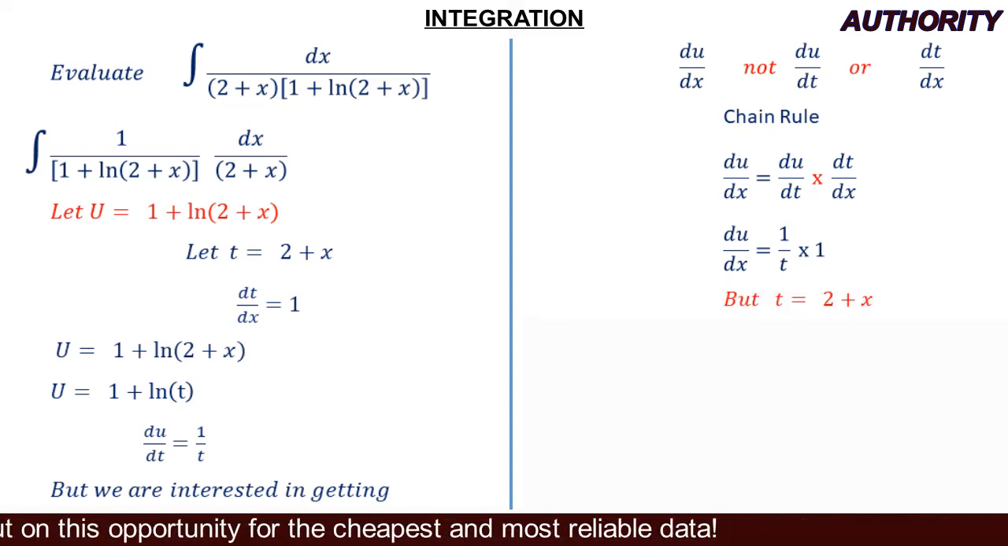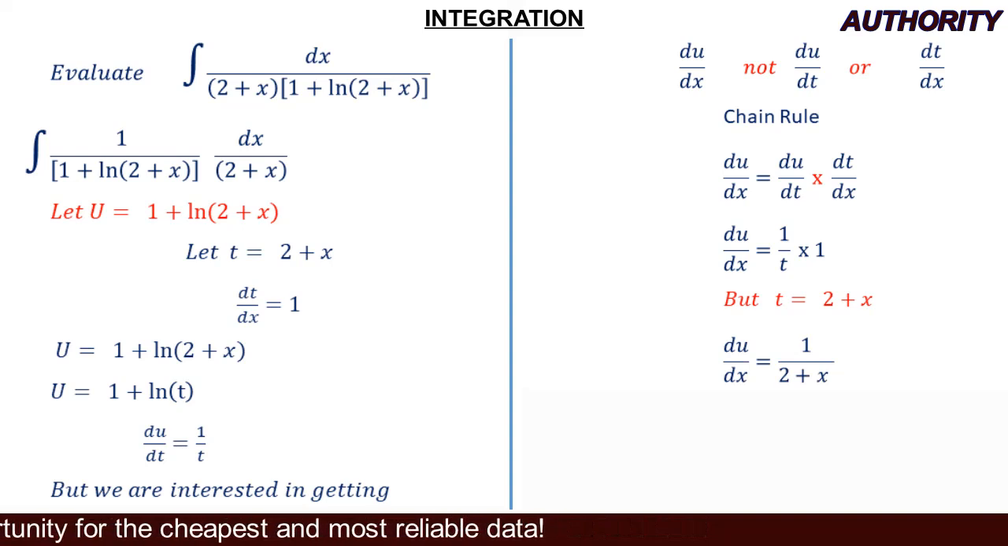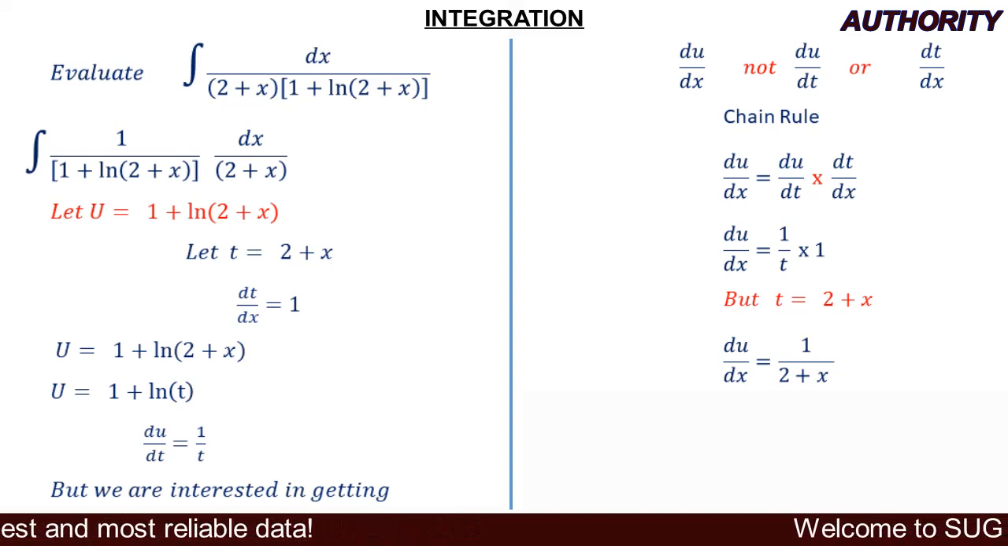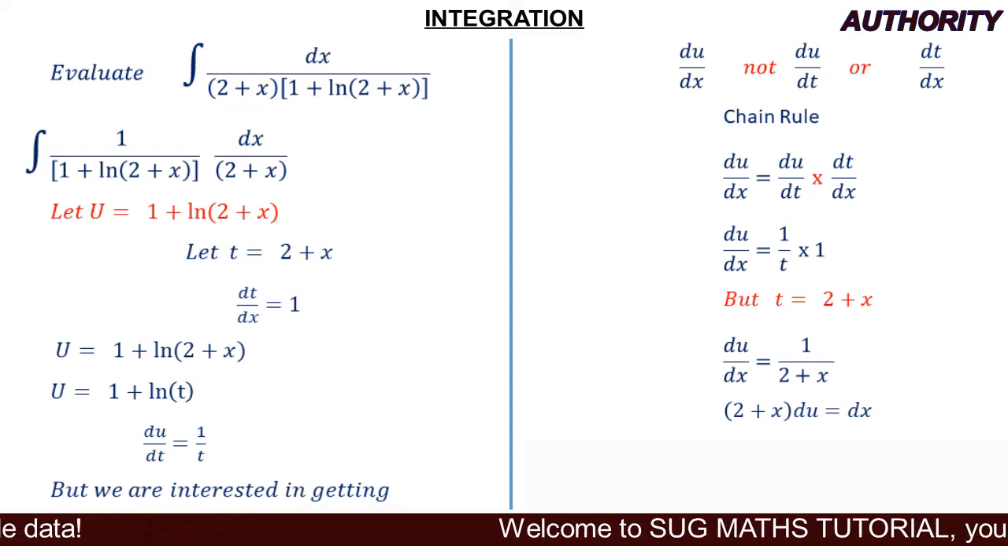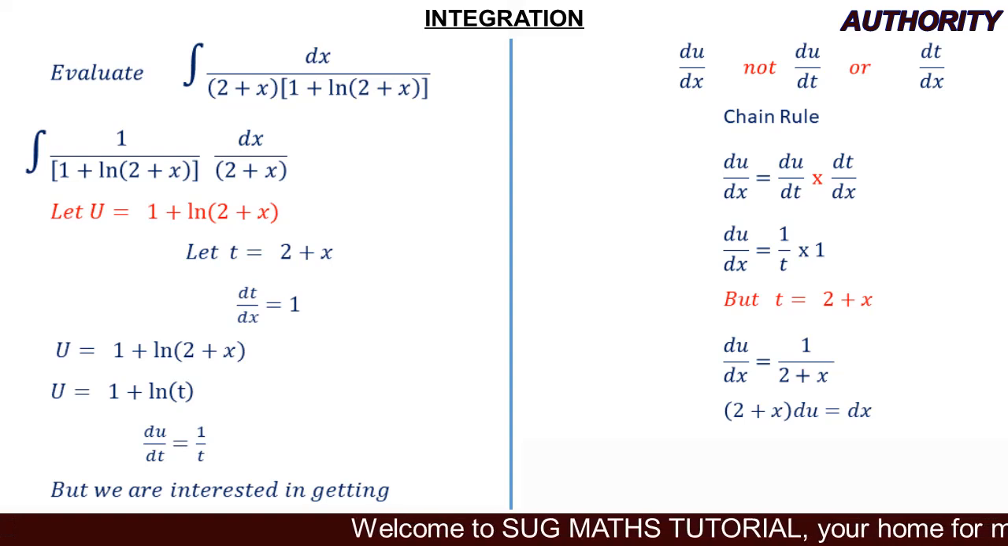Recall that t is equal to 2 plus x. Can we replace it here? Yes. That means du/dx is equal to 1 over 2 plus x. Right? Can we cross multiply? Yes. When we cross multiply, we are going to have (2 plus x) du is equal to dx.